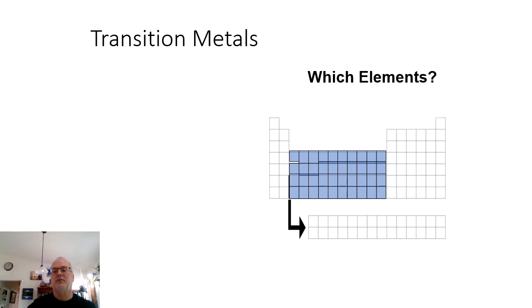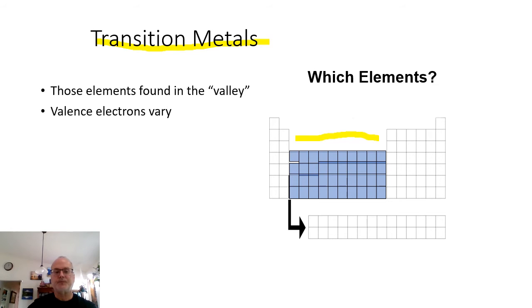The next group that we're going to look at here is in the valley section. These are your transition metals. These are, again, all valley elements. The valence electrons vary, so there isn't a pattern here that they either have 1, 2, or 4. They can vary. It's usually between 1 and 3.